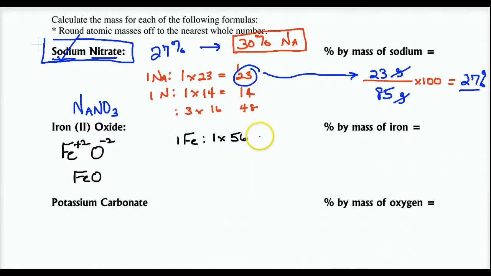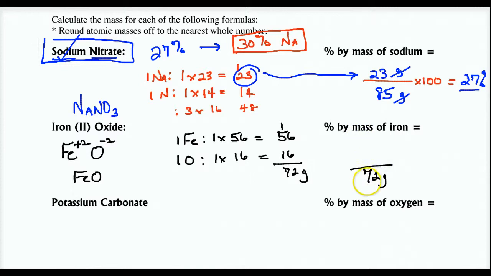This is the atomic mass of iron. Okay, I think it's 56. Then I have 1 oxygen. 1 times the atomic mass of oxygen is 16. I think that's 16. Add them together, and what I get is 72 grams per mole. That's my total. All right, part over total times 100.